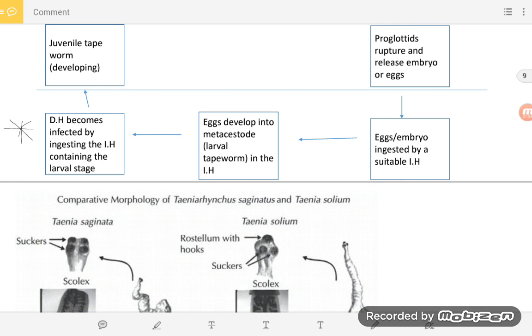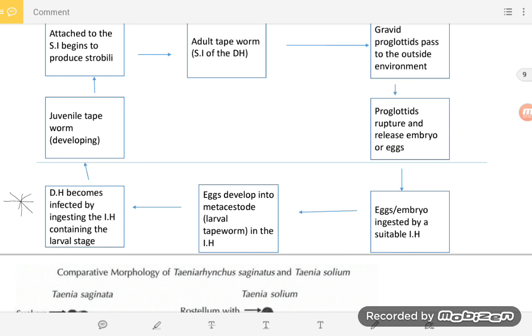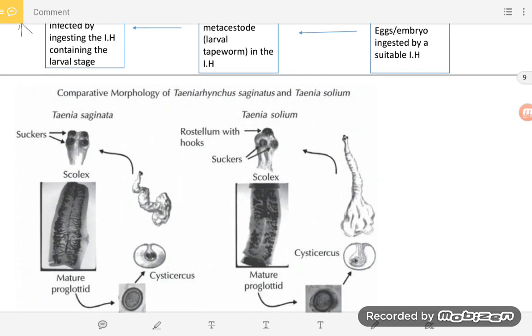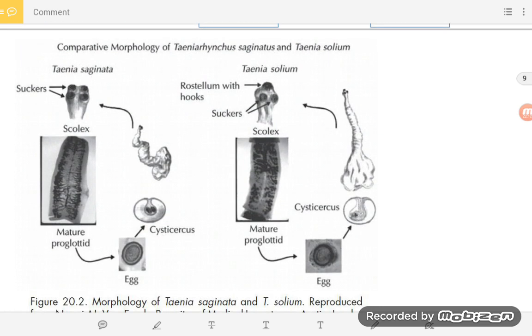So in this life cycle, the larval stage is the infective stage, right? But in some cases, for the intermediate host, the infective stage is sometimes the egg also.